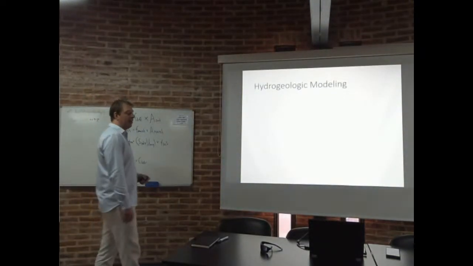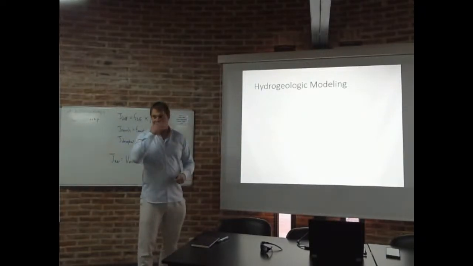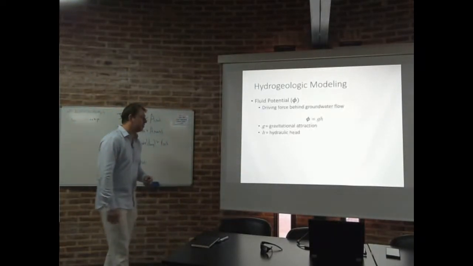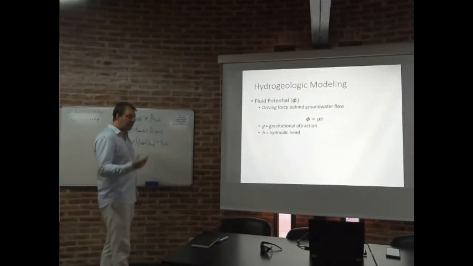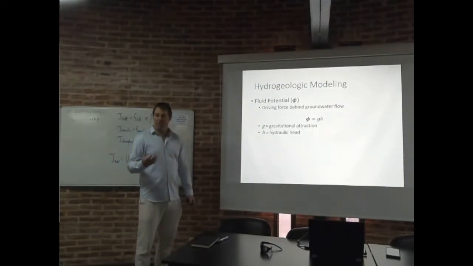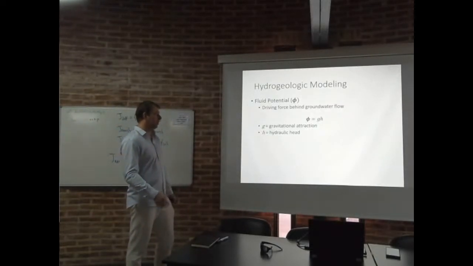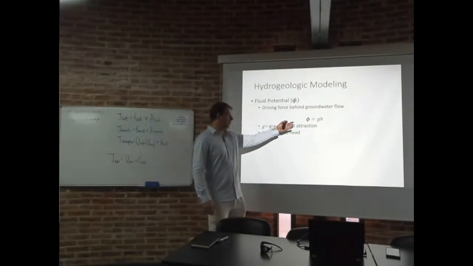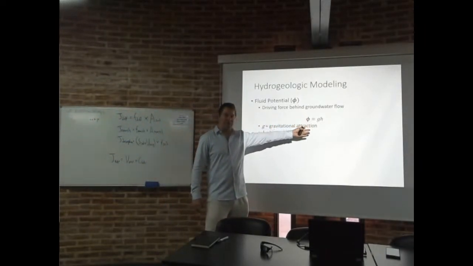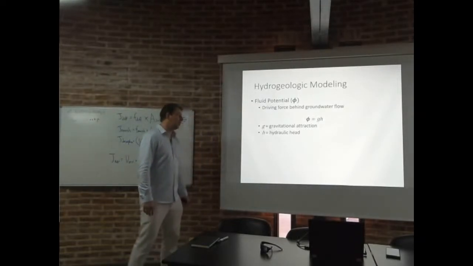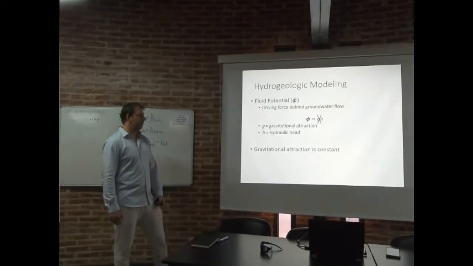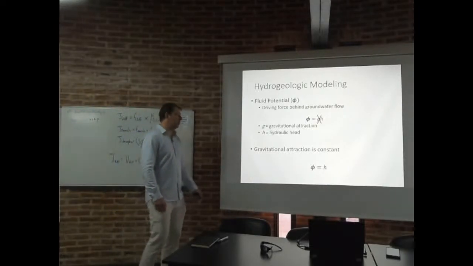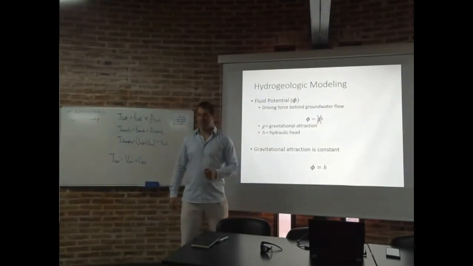We started to think about hydrogeological modeling, which is probably close to some of your hearts. We were thinking about fluid potential. How does groundwater flow? Groundwater essentially flows via fluid potential lines, which equals the gravitational attraction of the Earth and the hydraulic head. And since gravity is constant, we don't really have to worry about it. So basically the fluid potential equals the hydraulic head.